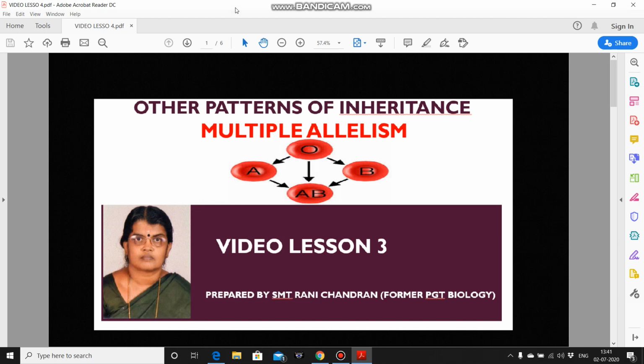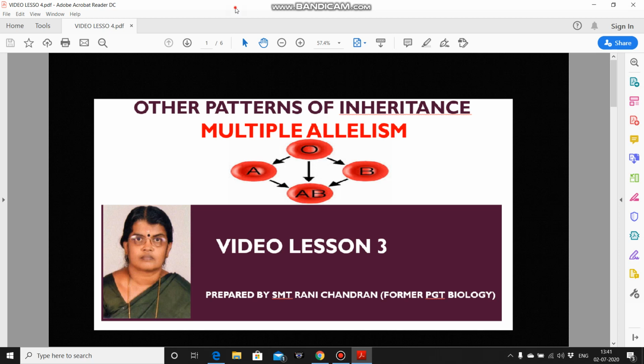The topic to be covered today in genetics is multiple allelism. All of you know that normally a trait is controlled by a gene with two alleles. That is, a gene has two alleles. In multiple allelism, more than two alleles are seen for one gene. That is, one gene has more than two alleles.